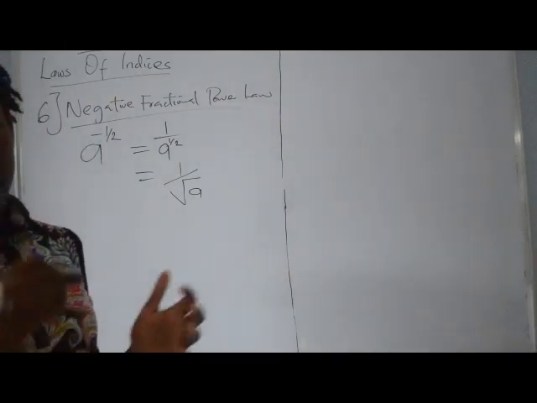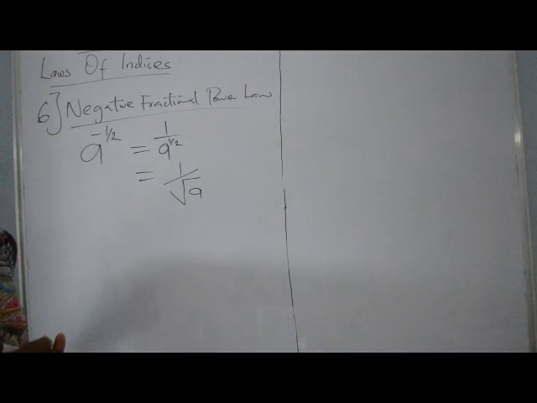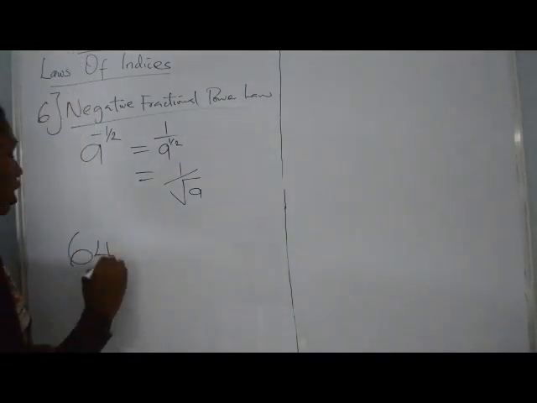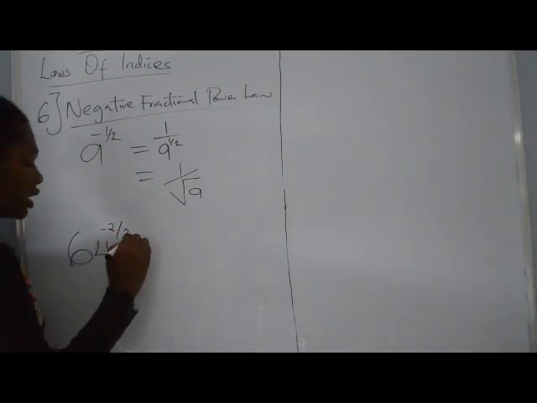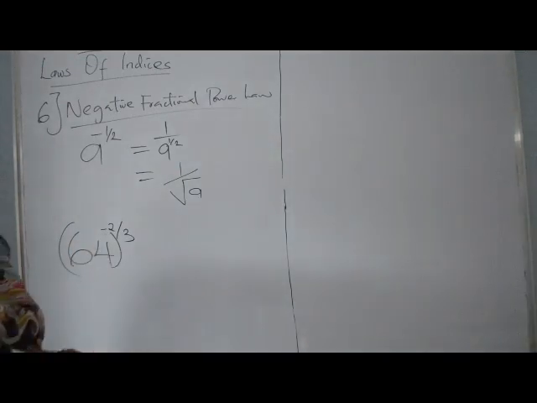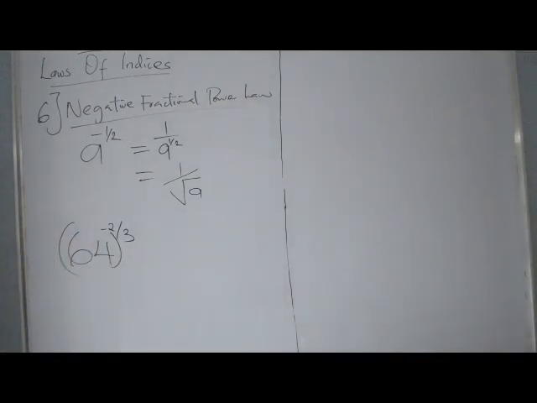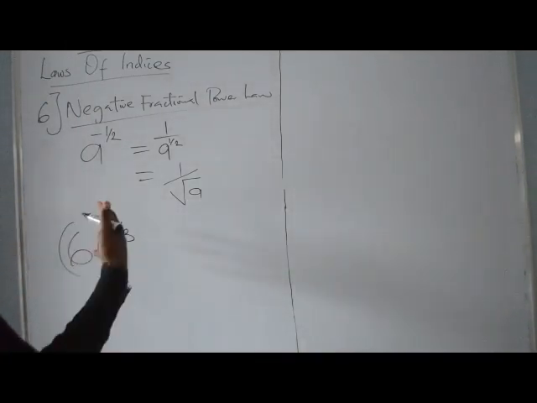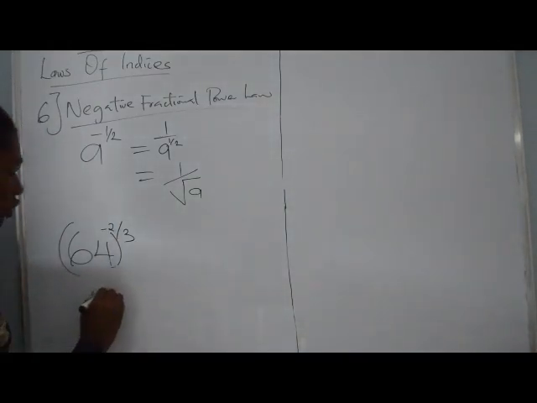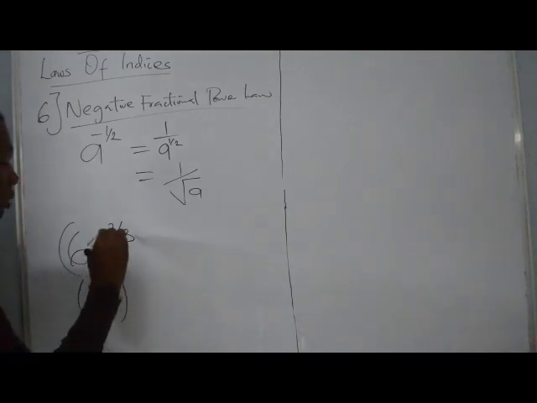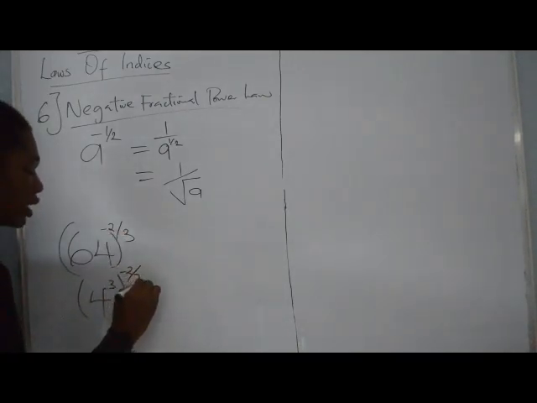So we're going to take examples and then we'll see how quick we can work on it, okay? Now, for example, we are given 64 raised to power minus 2 over 3, and we are asked to simplify. If you want, you can break down this 64 using 2 or using 4, but I would prefer to use 4. Let's just use 4. 64 is 4 raised to power 3, multiplied by minus 2 over 3.